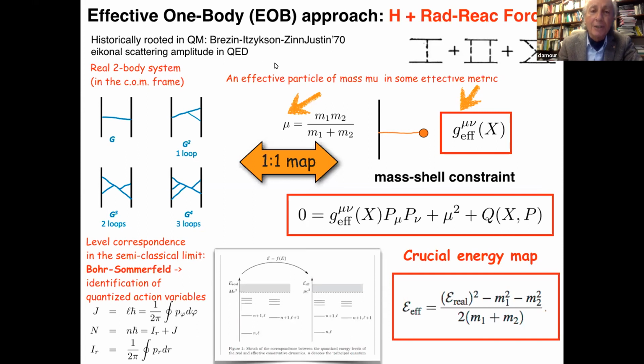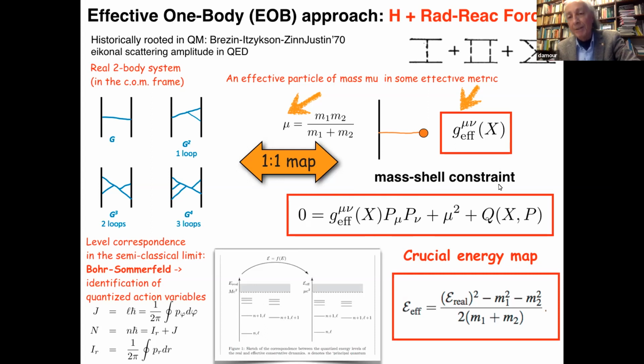And this suggested an approach in which one would replace the perturbative knowledge of the two-body conservative dynamics by a description of an effective particle of mass mu, the effective mass, moving in some external space-time metric, a dynamical metric, which has nothing to do with the metric in space-time. And this means that if it were a geodesic motion, you would have a simple mass shell constraint, just quadratic in P.